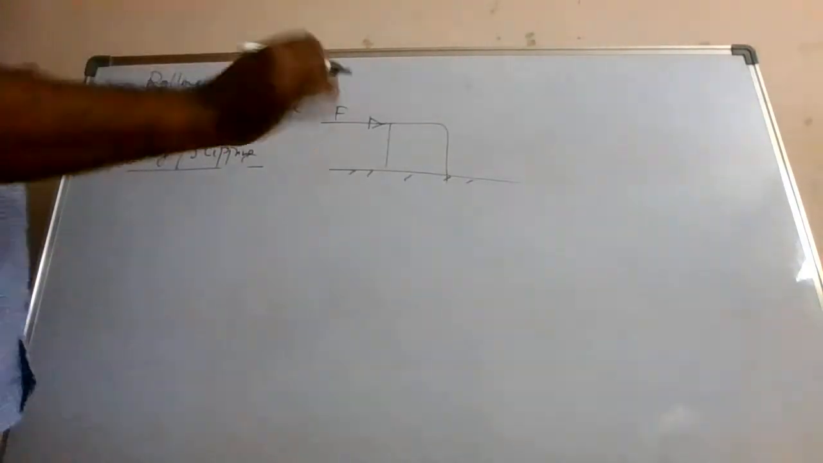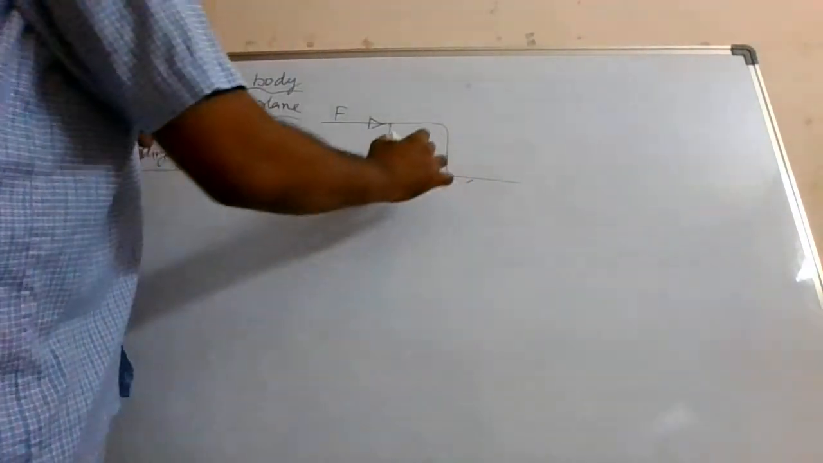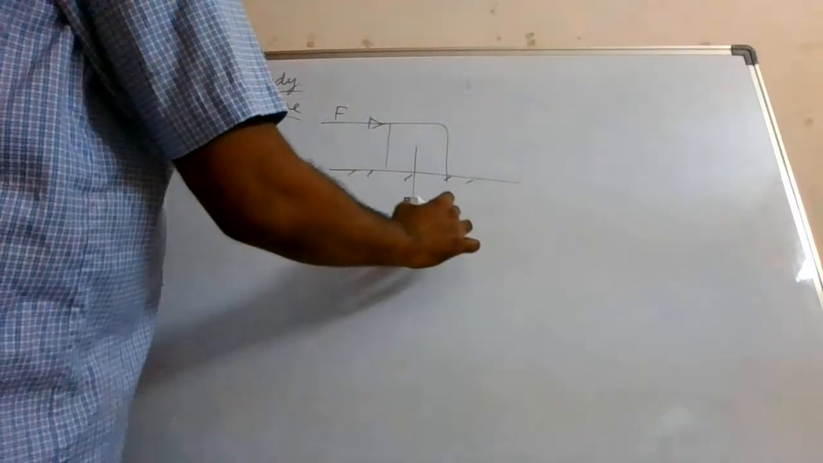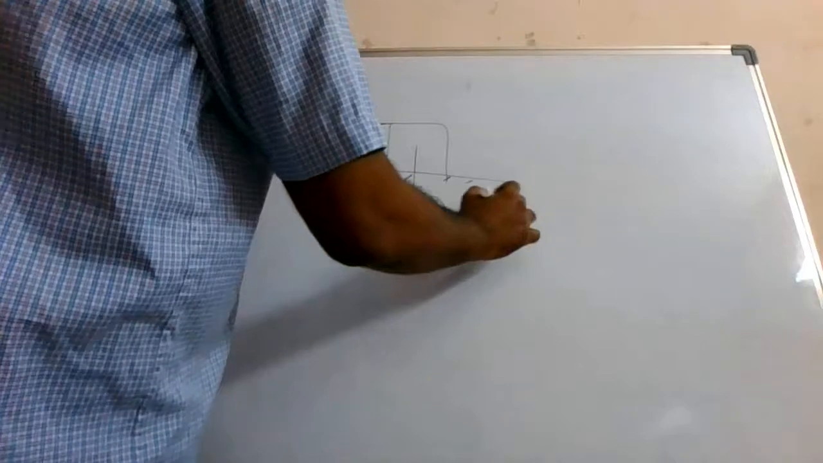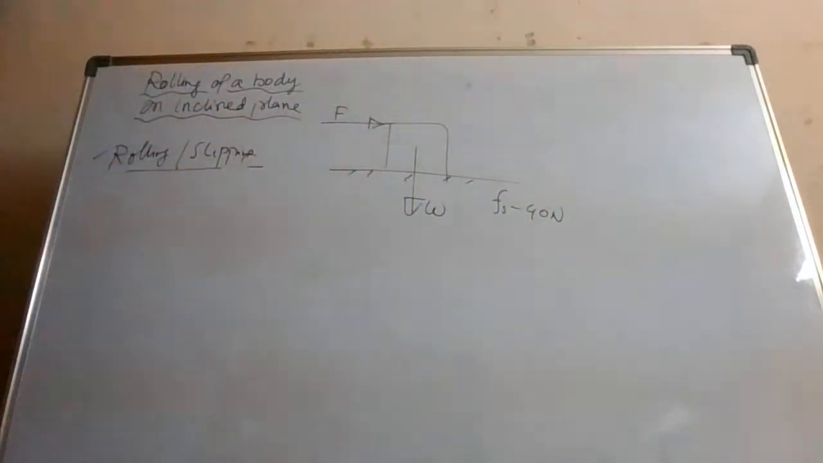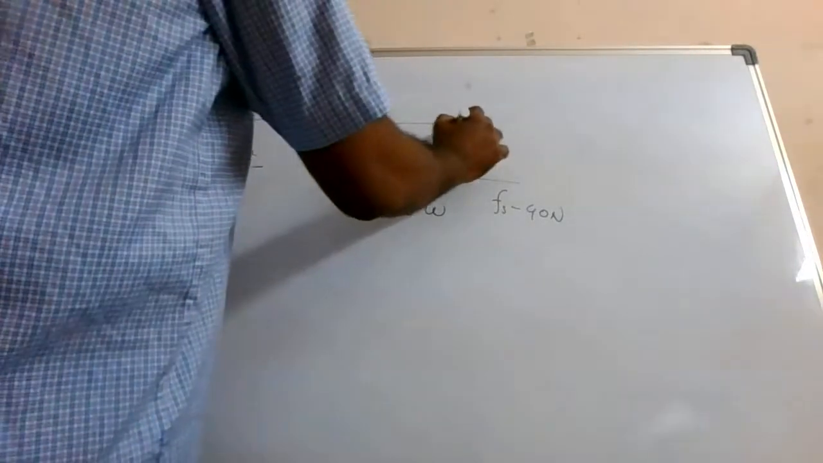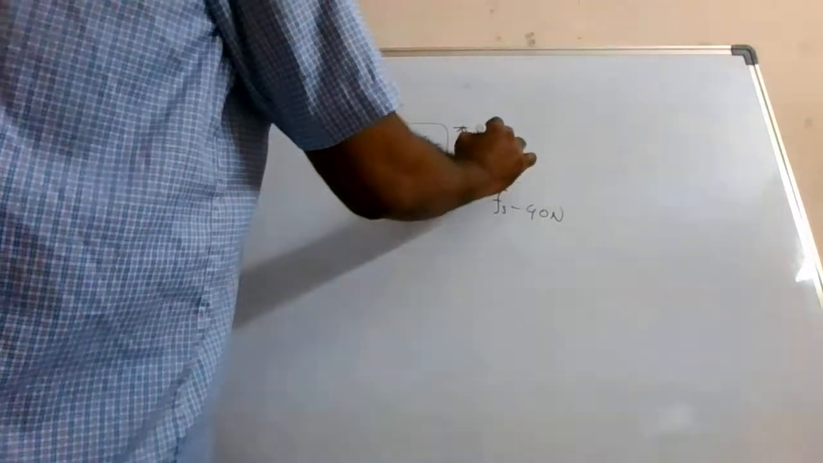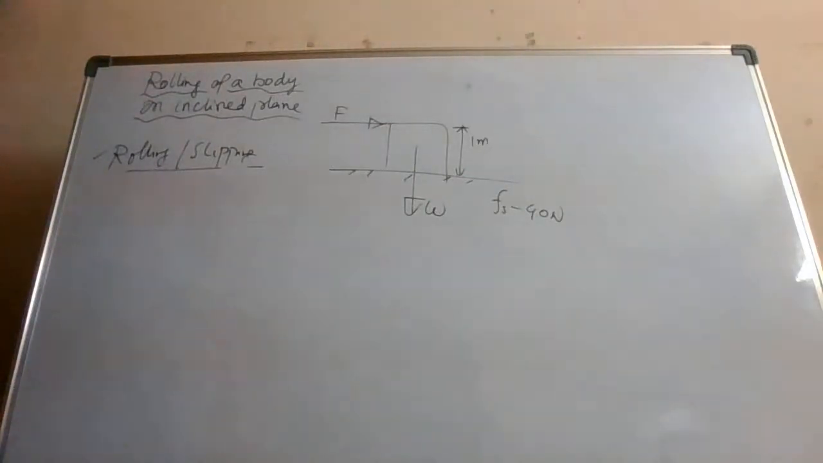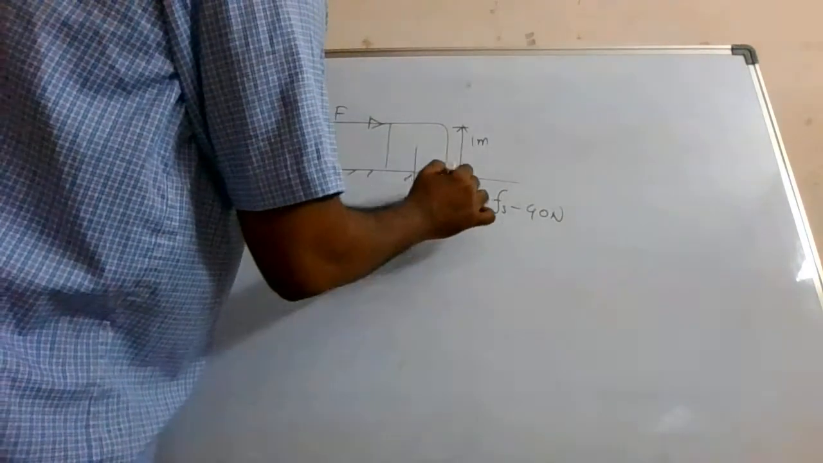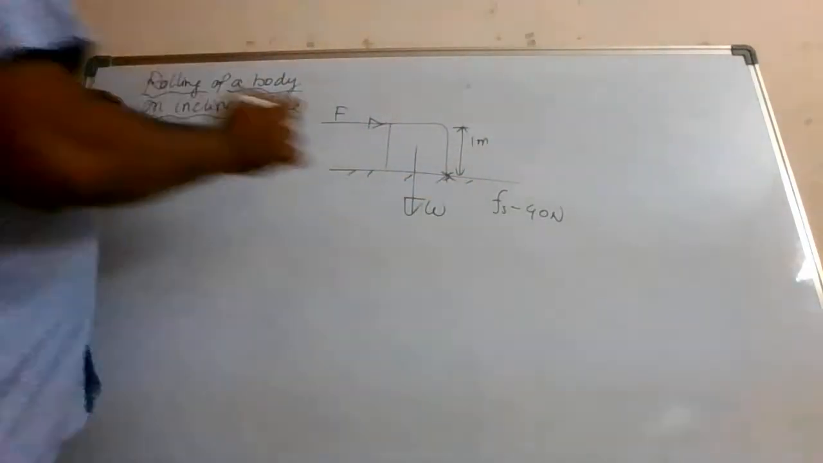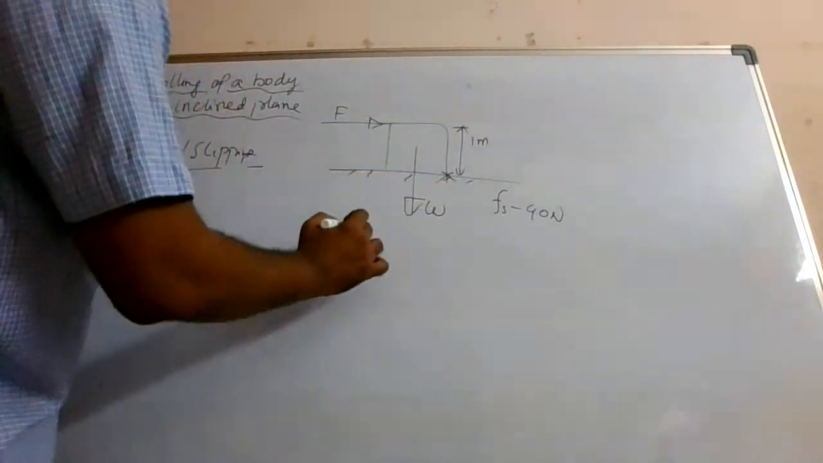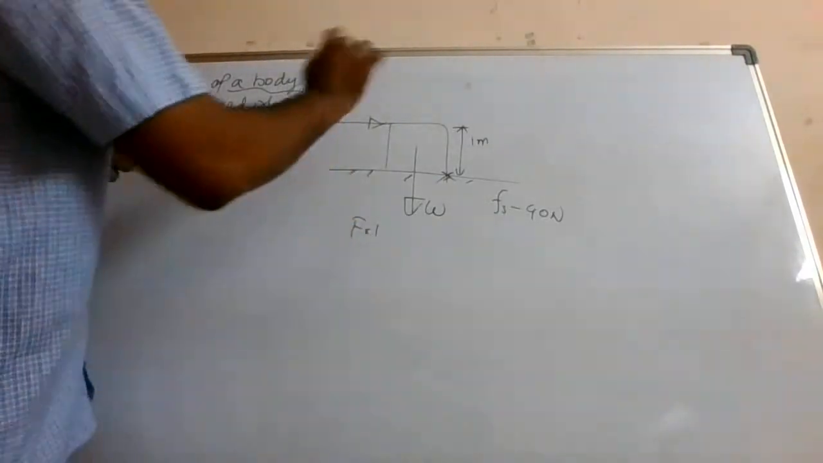Let us say the body has some weight, so the friction will be mu times W. Let us say that frictional force is 40 Newton, and this height is 1 meter. It's a block and you're applying force. What is going to happen? About this point there will be a torque, F multiplied by this distance. That means F multiplied by 1 will be one torque.